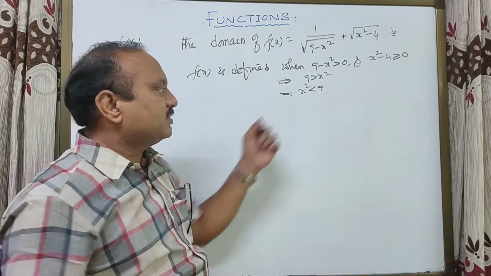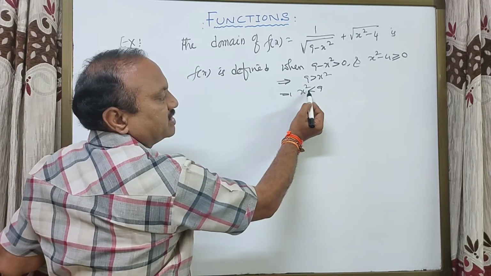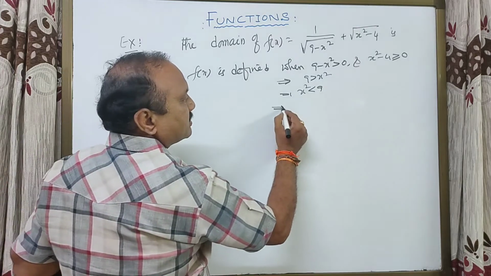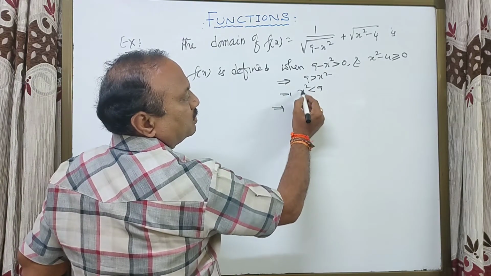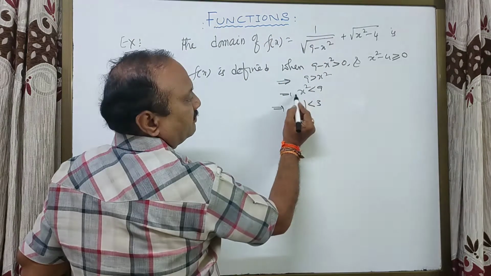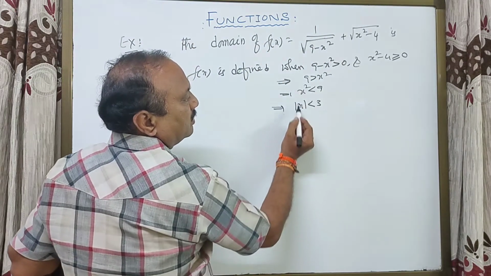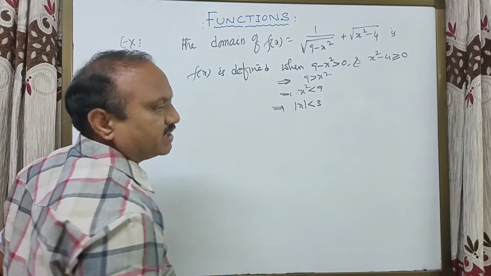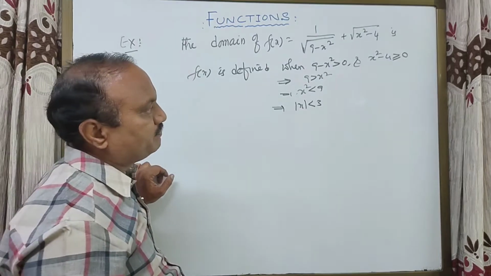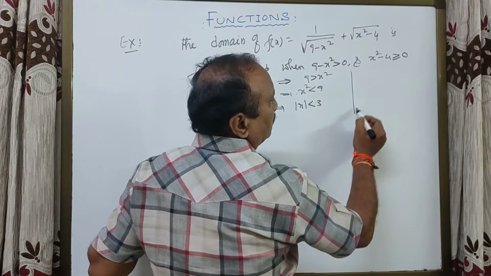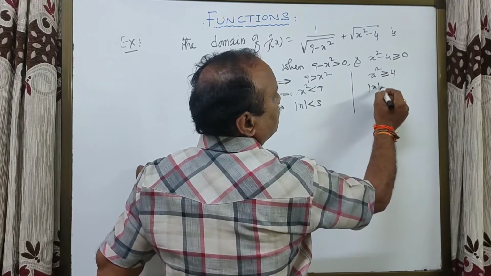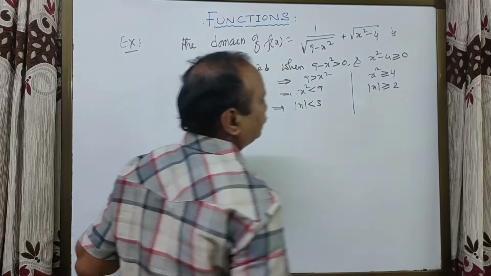In this form, bring 9 to this side and split in a square minus b square form. That is one method. Another method is like this: take root on both sides. Mod x less than 3. X square is there. When you take root, root of x square is mod x. You always write root of x square as mod x because you don't know that value. And x square greater than or equal to 4 gives mod x greater than or equal to 2.